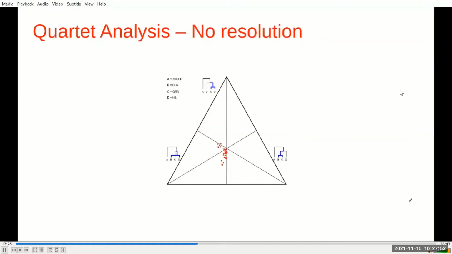Finally, here's an example of what it might look like if we're doing a quartet analysis and the results are inconclusive. So here, back to Revolutella, I've got Dunbarii, Grayana, and Hillebrandii being compared to each other. And as you can see, all the points are centered here in the center of the graph. There's a small pull towards B and D being sisters, B being Dunbarii and D being Hillebrandii, but they're so close to the center that I would call these results inconclusive.